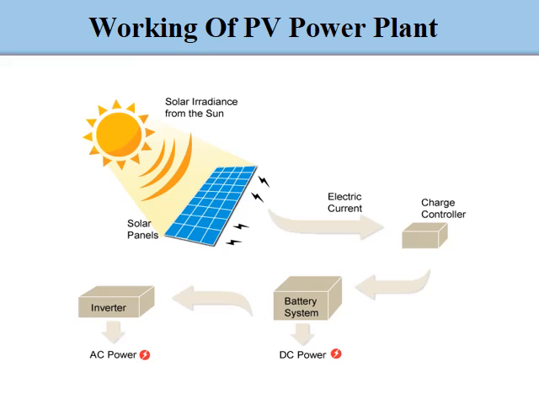So this is the DC power. Sometimes we need AC power. So for this purpose, inverter is used, as most electrical equipments are based on AC power.